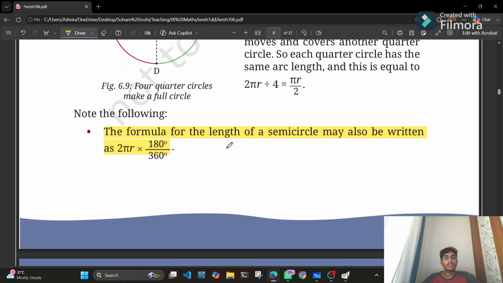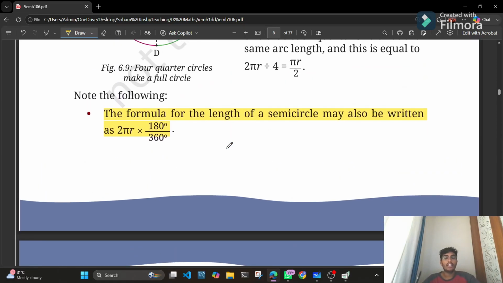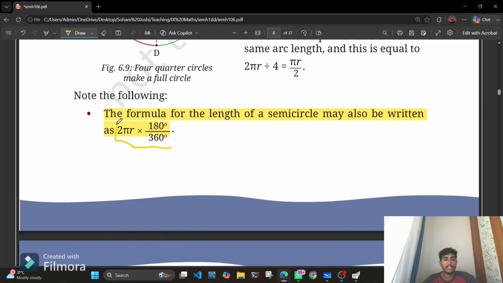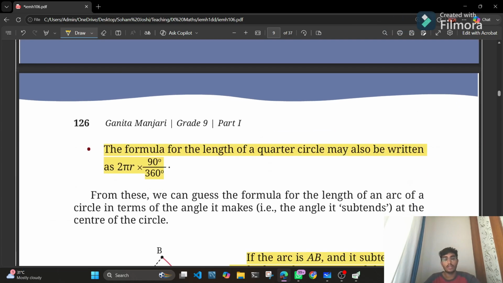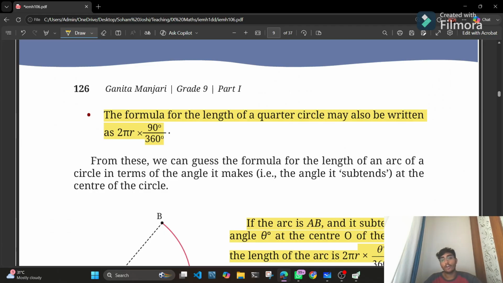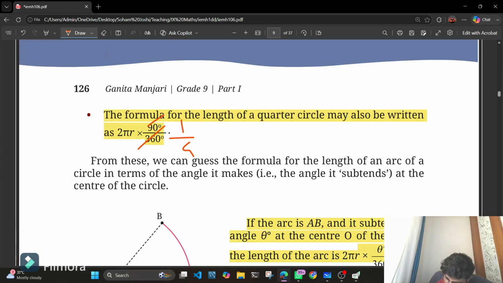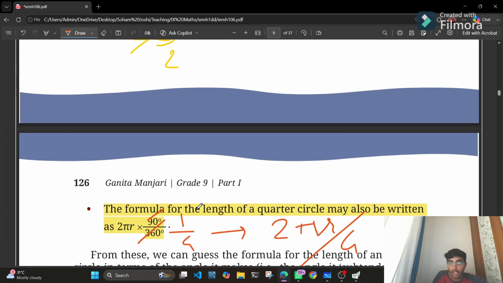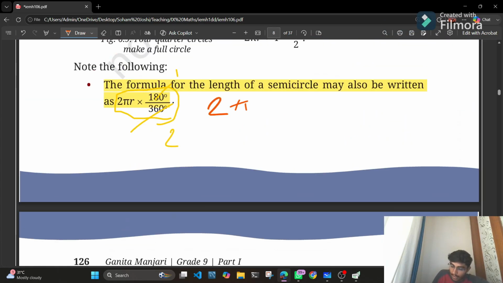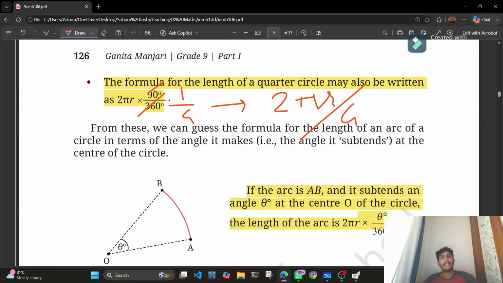Two notes that we need to take care about: the formula for the length of a semicircle may also be written as 2 pi r into 180 degrees upon 360 degrees, because we can see that this gets cancelled out. Also, the formula for the length of a quarter circle may also be written as 2 pi r into 90 upon 360 degrees. Again, the same formula, because this will get cancelled out. That will be 4, so 2 pi r by 4. Here also it becomes 2 pi r by 2. I hope that is understood.